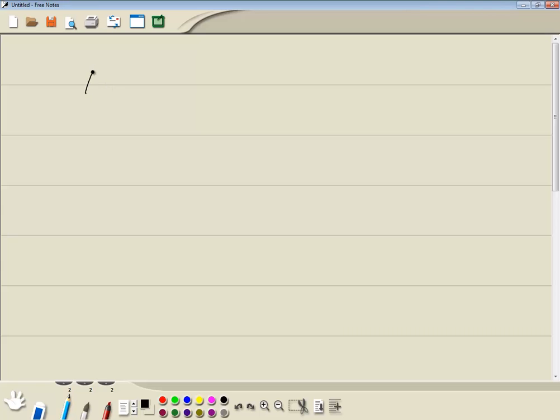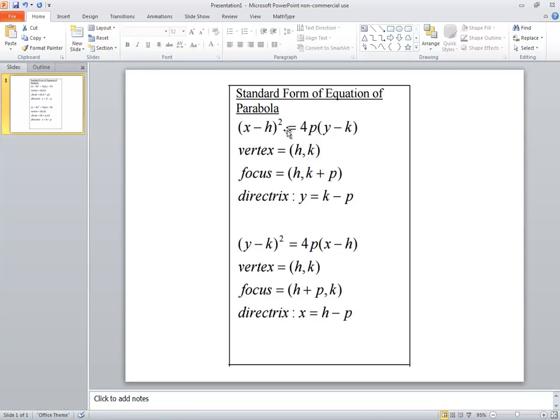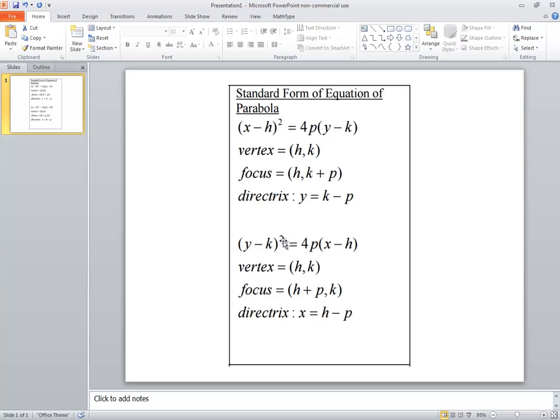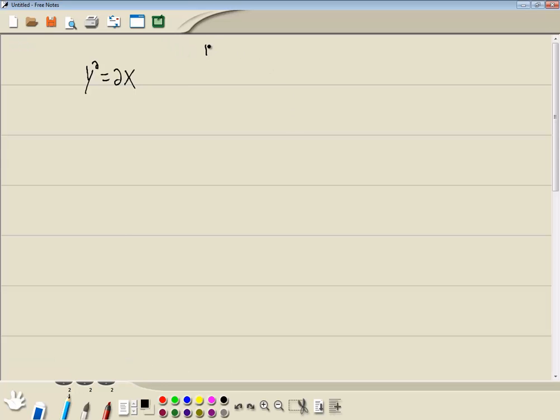Okay, so y squared is equal to 2x. Now if we review our formulas, we have two formulas. The top one is when the squared is on the x, the bottom one is when the squared is on the y. So here the squared is on the y, so we're going to use the bottom formula. We'll go ahead and put that here.